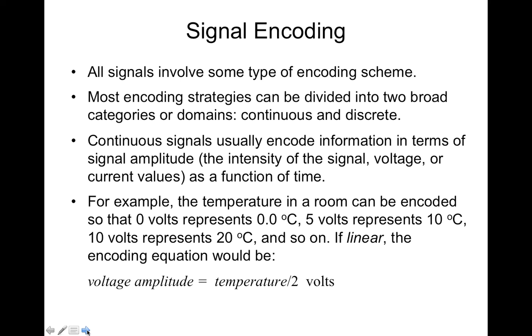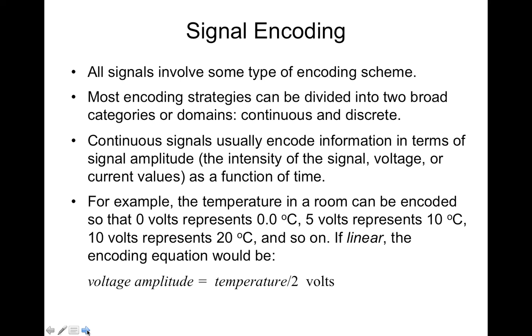So what is encoding? Well, all signals involve some kind of encoding scheme, and you can divide that into two broad categories, continuous or discrete. Continuous signals usually encode information in terms of signal amplitude as a function of time. So if we're making a measurement of, say, heart rate as a function of time, what we're actually looking at is a graph of voltage as a function of time, and so that's considered encoding. The temperature in a room can be encoded so that 0 volts represents 0 degrees C, 5 volts represents 10 degrees C, and so on.